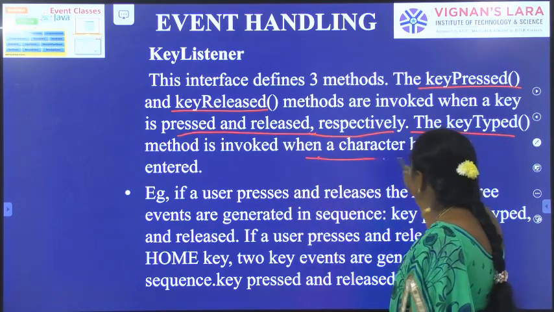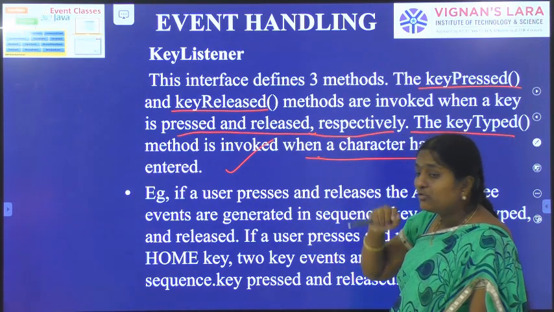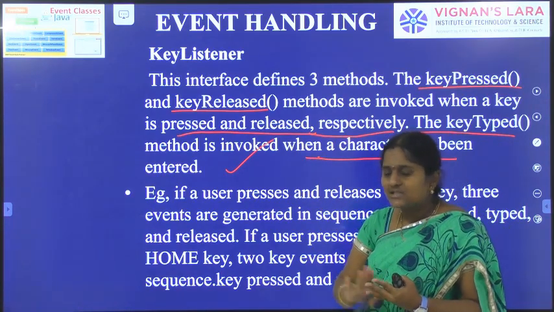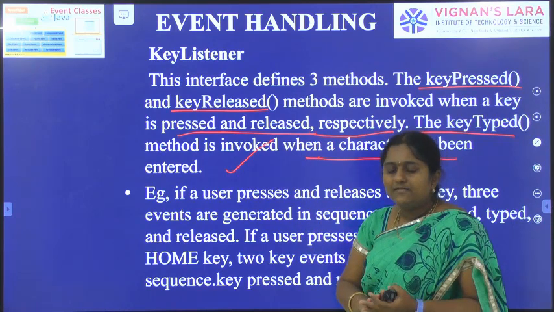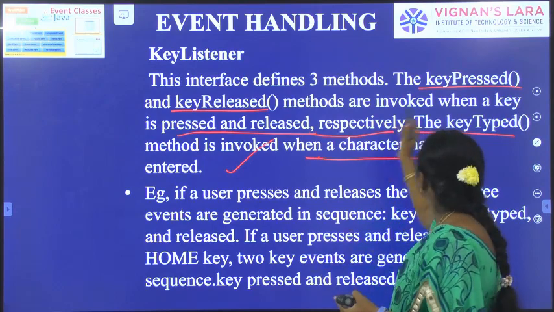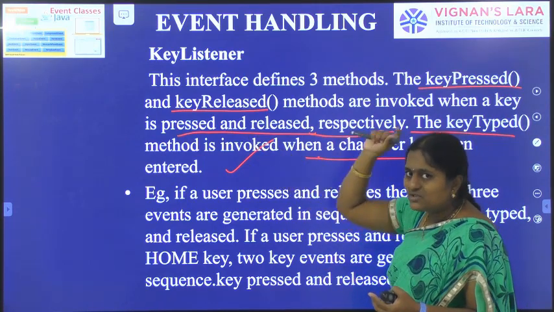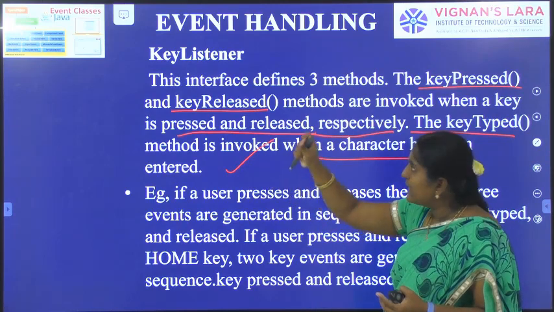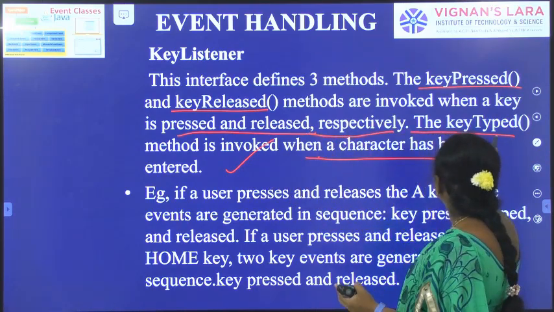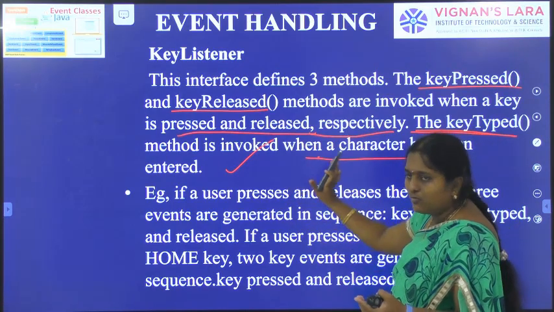So when a character has been entered, whenever a key event is generated, the corresponding KeyListener interface will handle the events. It defines three methods: keyPressed, keyReleased. These two methods will be invoked respectively, once you press the key, immediately you release the key. Next one, you can type the key. Whenever you enter any key, the keyTyped method will be invoked.